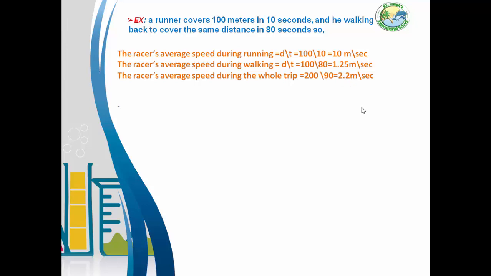We can say that when the average speed of a moving object equals the regular speed, we can describe the motion as regular motion. If the average speed equals the regular speed, this body is moving in a regular motion. When the average speed of a moving object doesn't equal the regular speed, the motion is described as irregular motion.